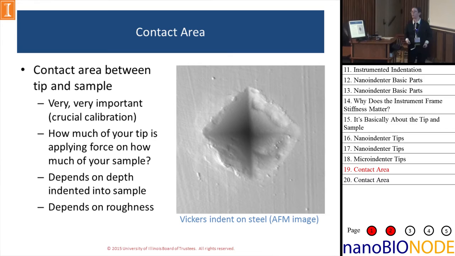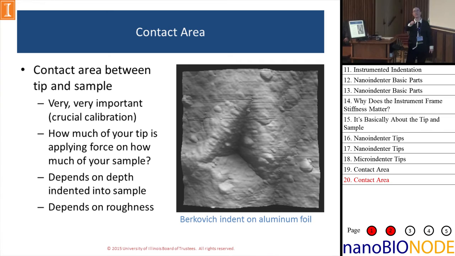This also depends on the surface roughness. You can see this indent is very deep. This is an AFM image. Brighter is taller, darker is deeper. And there's some small surface roughness here. You can see there's some irregularities due to this tip. For the Berkovich tip that I'm showing you here, you can see that the surface roughness is kind of dominating.